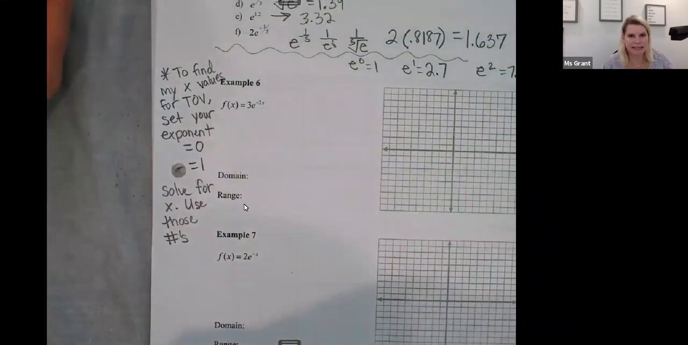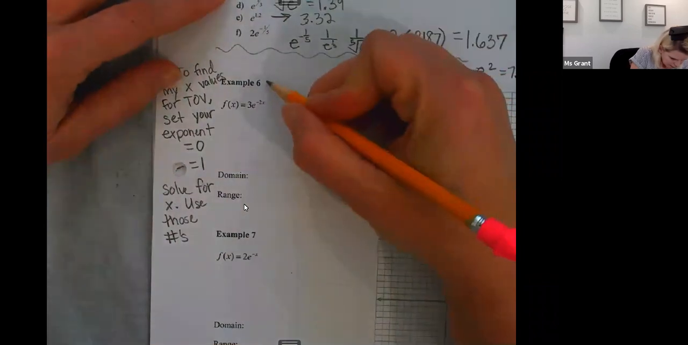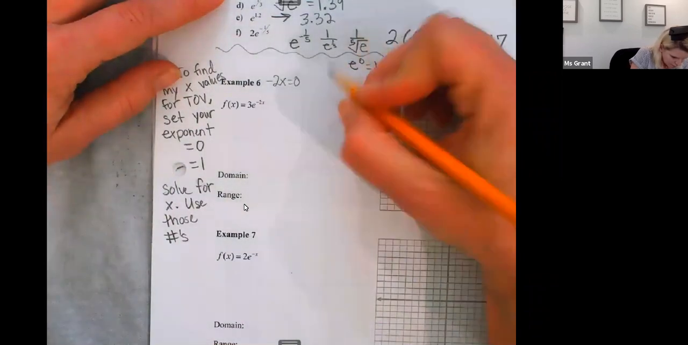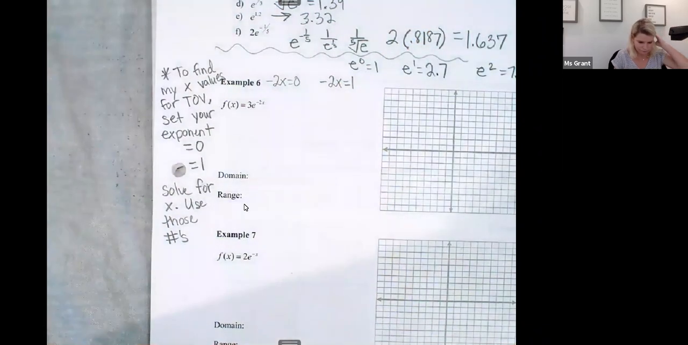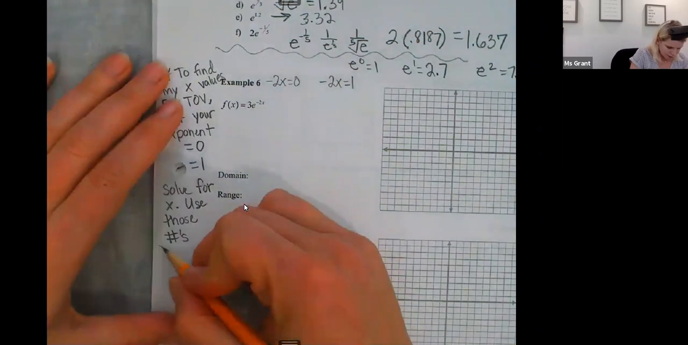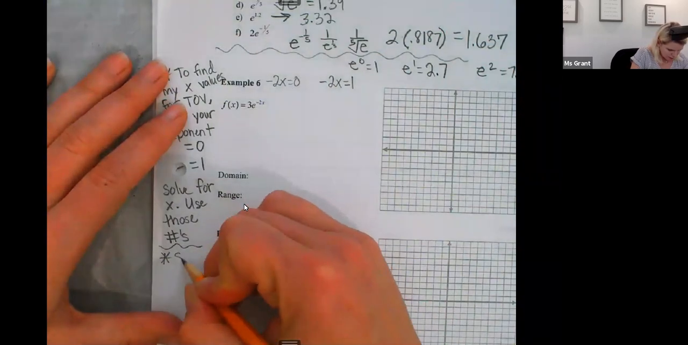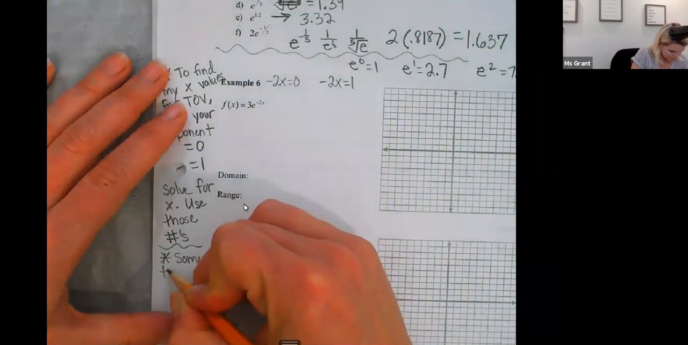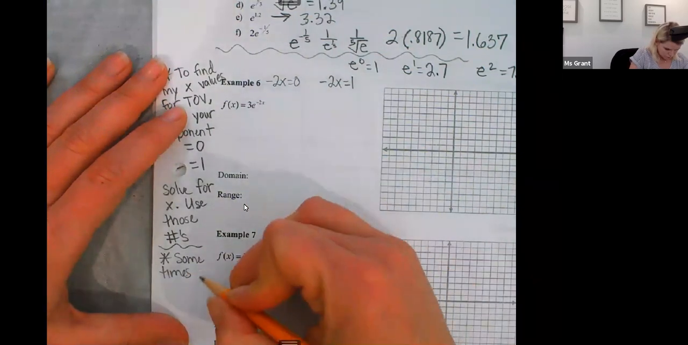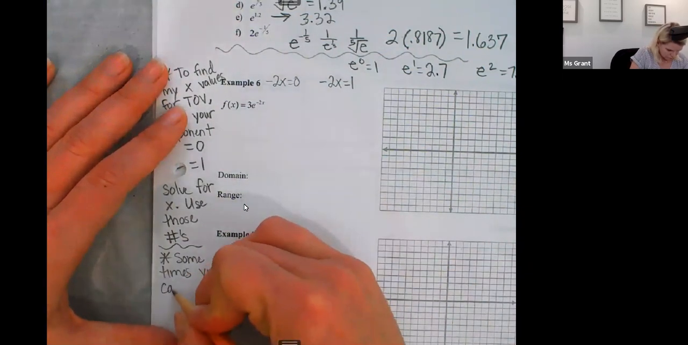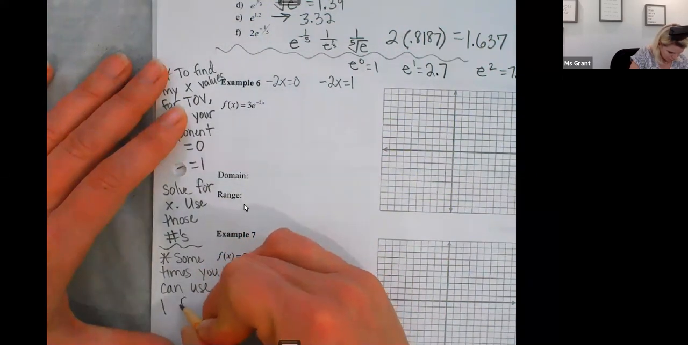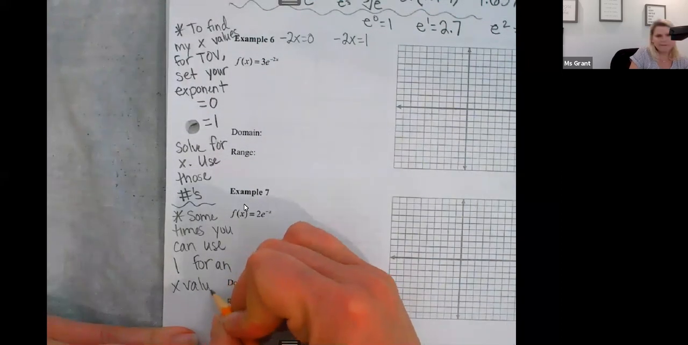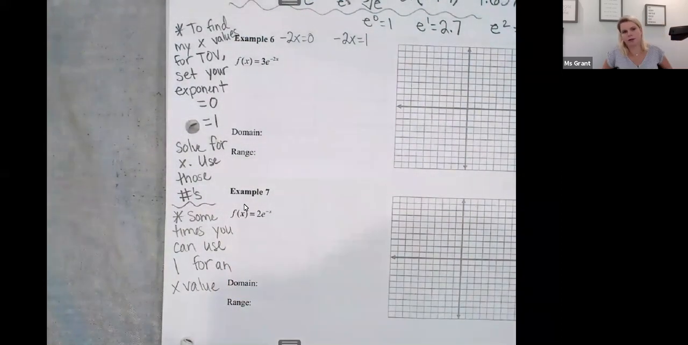My exponent is -2x. -2x equals 0. -2x equals 1. And I'm also going to put, sometimes you can use 1 for an x value. If you feel like you need another value, you can use 1.